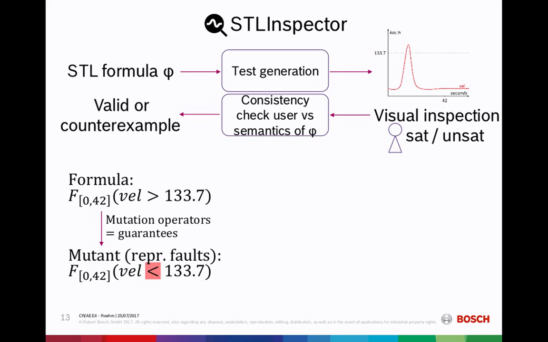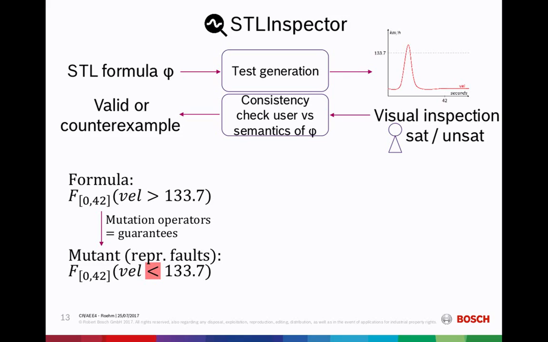We have a formula, and then we use formally defined mutation operators to mutate this formula. So here, for instance, that's one example. We have one formula, and we have one comparison operator, and we have this mutation operator that changes this comparison to another one. And then we have a formula. It's somehow the same, but one thing happened, and we have one fault in it.